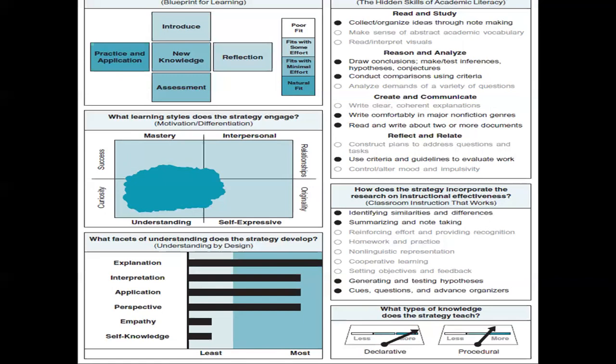As far as what facets of understanding the strategy develops, explanation is all the way most. Interpretation is a little over most. Application is as well, and perspective is as well. But when you get to empathy, it's on the least side, as well as self-knowledge. What type of knowledge does this strategy teach? It teaches more declarative knowledge and also more procedural knowledge.